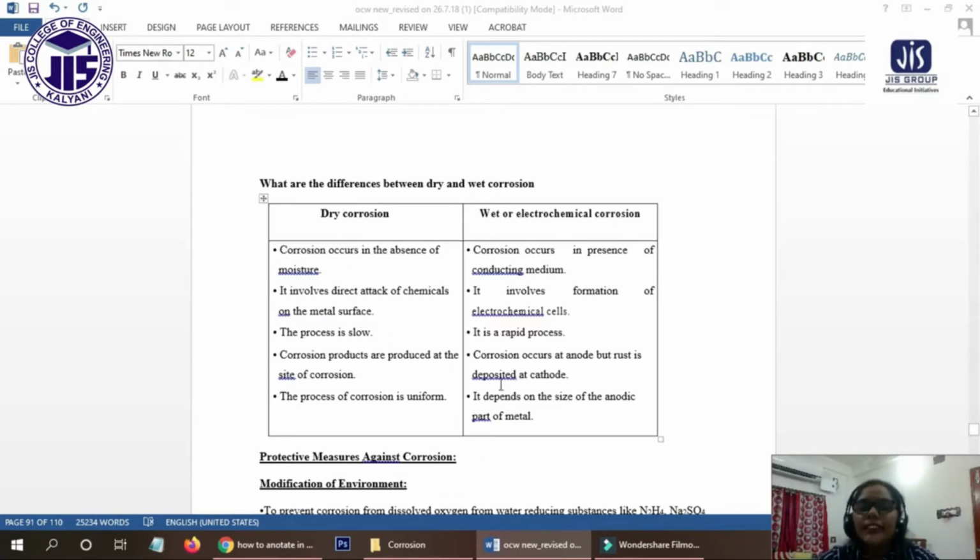And the rust is deposited at the cathode. The process of corrosion is uniform for dry corrosion, and for wet or electrochemical corrosion it depends on the size of the anodic part of the metal. So these are some of the differences between dry corrosion and wet or electrochemical corrosion.